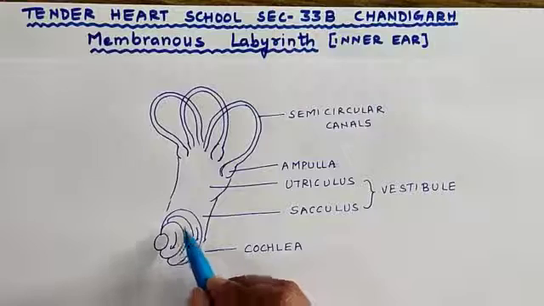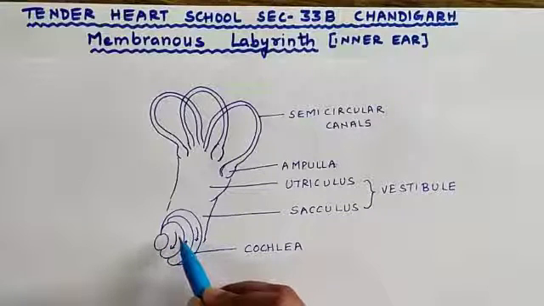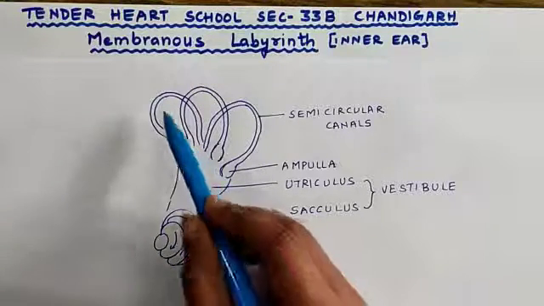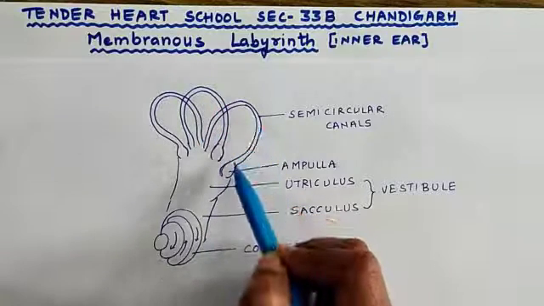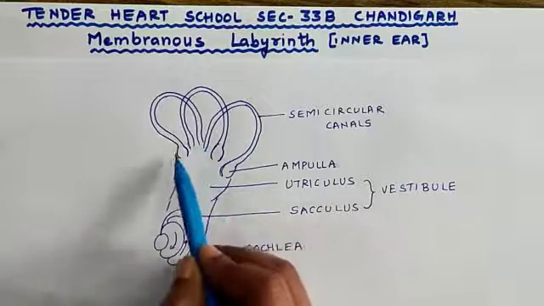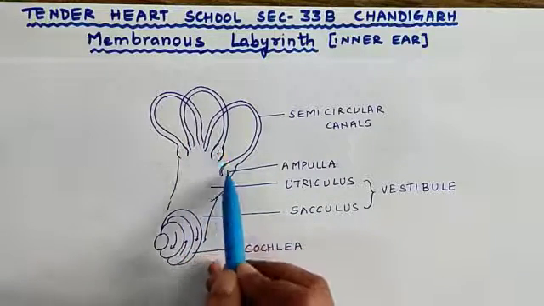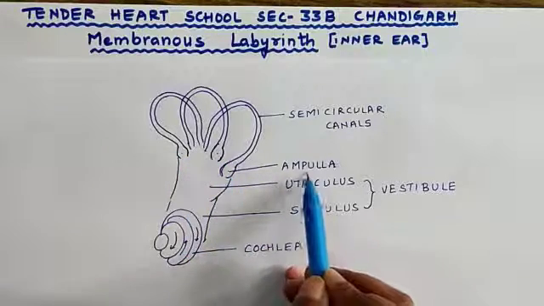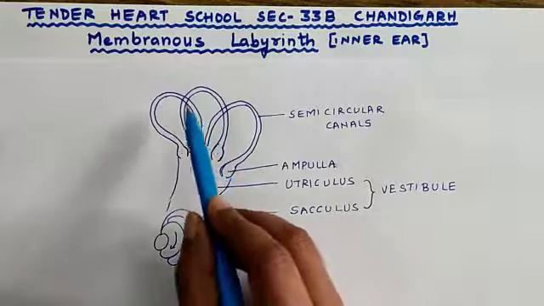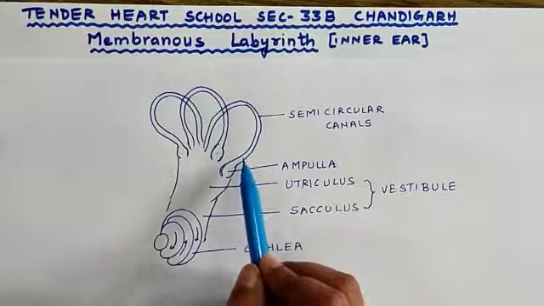So again look at this. This is the cochlea. The cochlea is the part of the membranous labyrinth which contains the sensory cells for hearing, that is the organ of Corti. Then we have the semicircular canals. Three semicircular canals are present in the membranous labyrinth at right angles to each other, and one of the bases of each of these semicircular canals is swollen, which is called the ampulla. The ampulla contains the sensory cells for dynamic balance. Thus the semicircular canals are responsible for dynamic balance of the body.